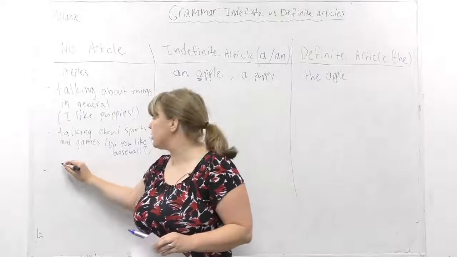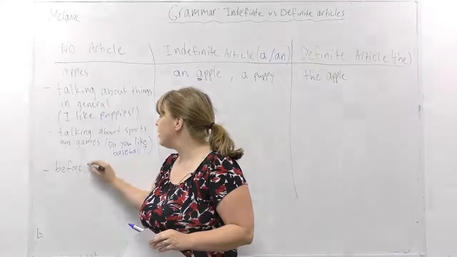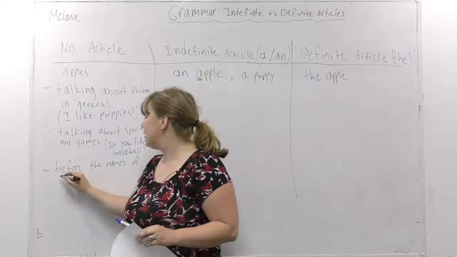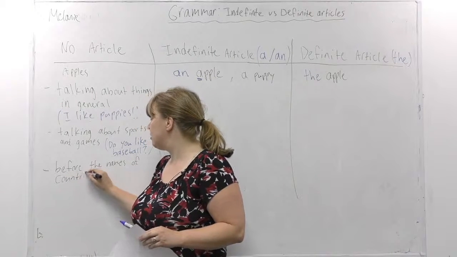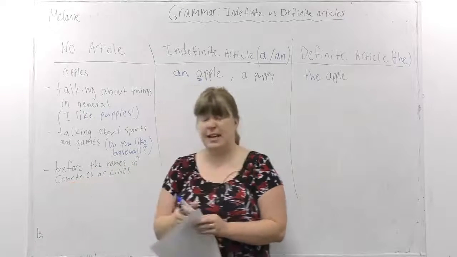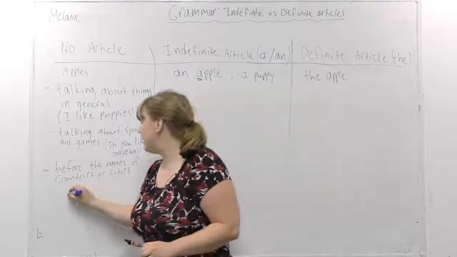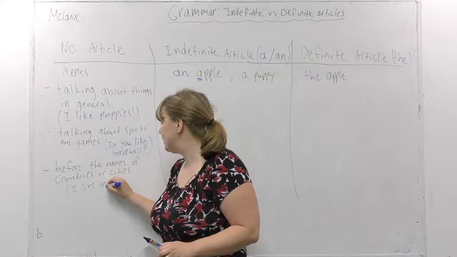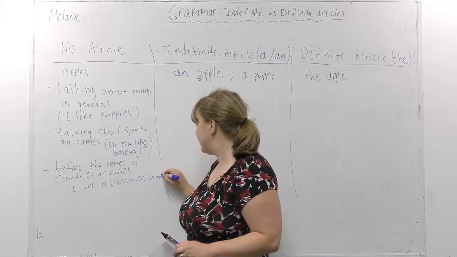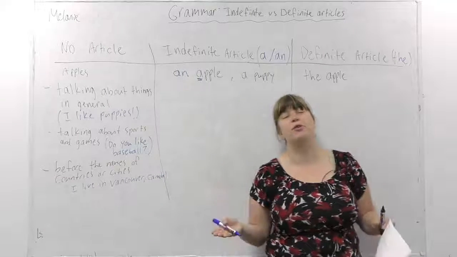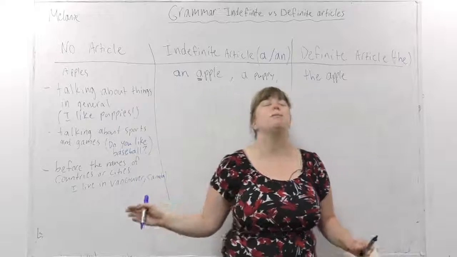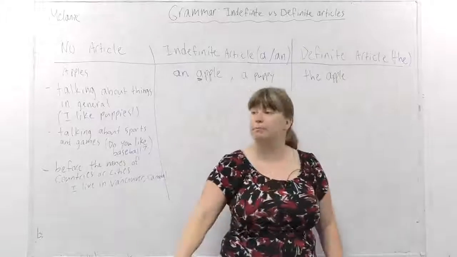We don't use an article before the names of countries or cities. So, for example, I live in Vancouver, Canada. We don't say, I live in the Vancouver, the Canada. No way. So in front of cities and in front of countries, pretty much we almost never use an article.